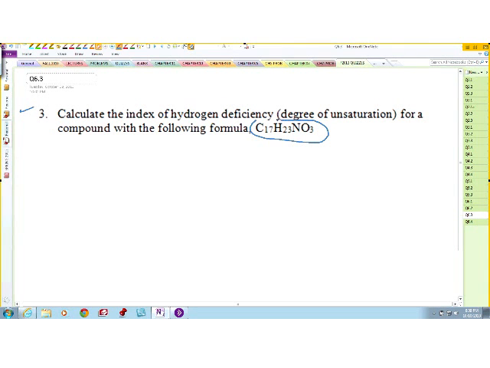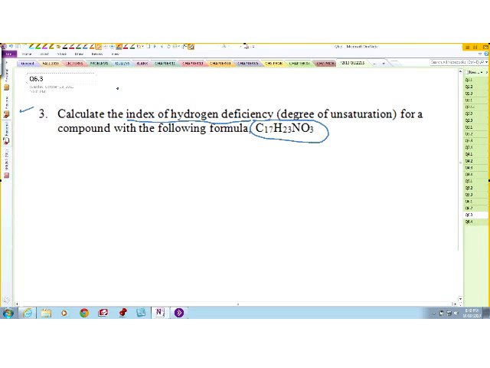Now, what they want you to do here is to calculate the index of hydrogen deficiency for a molecule that has this molecular formula: C17H23, 1 nitrogen, and 3 oxygen atoms. You also notice the way this formula is written. Whenever you write a molecular formula, you write the carbon first, the hydrogen next, and then the other atoms in alphabetical order. That is why nitrogen comes before oxygen here.